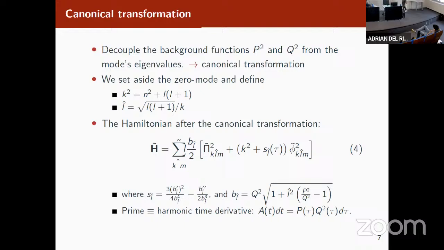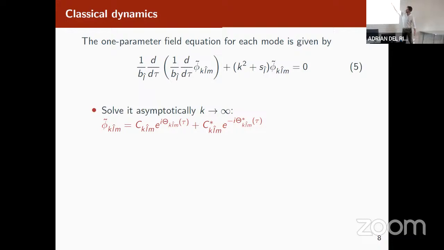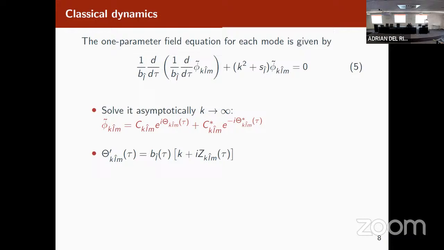So the Hamiltonian over here, this S L, we call it the mass function, which is given by this equation. And furthermore, we can specify our lapse function to be P times Q squared, and we call it the harmonic time. So given that we have already a Hamiltonian, we can find the equation of motion. So the one parameter field equation for each mode is given by this equation over here, and we're gonna try to solve it asymptotically. So solving this equation asymptotically, we can always write the solution as this, where these capital thetas, these phases, are determined by this equation over here. So we have our previous friend, the B hat factor, times K plus subdominant terms.